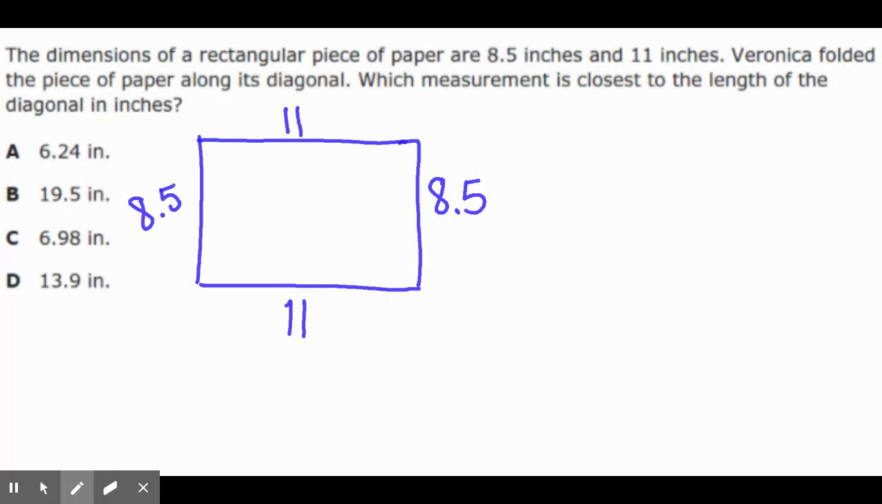It says that Veronica folded the piece of paper along its diagonal. All right, remember that's a super important keyword for us. Another name for that would be the hypotenuse. It's one of our newer vocabulary words. All right, so let's go ahead and mark that. We'll do a little dash line.